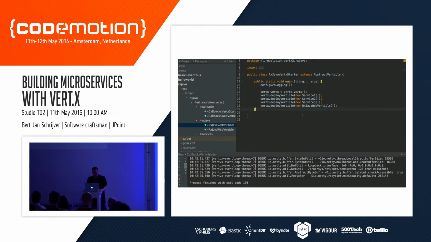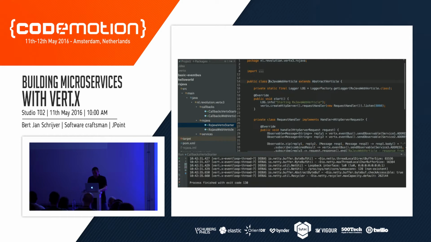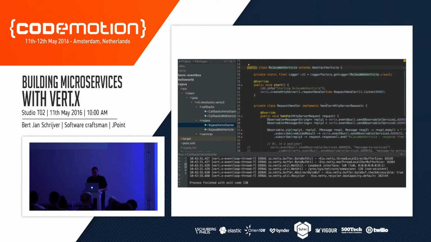So I have the same Vert.x starter, which deploys the 3 services which you are now familiar with. And then it starts on Rx Java Web Vert.x. So the Vert.x team loves Rx Java, and they've created an Rxified version of the APIs. So all Vert.x APIs have also an Rx Java implementation, which makes it accept and work with observables. So think of observables like futures.